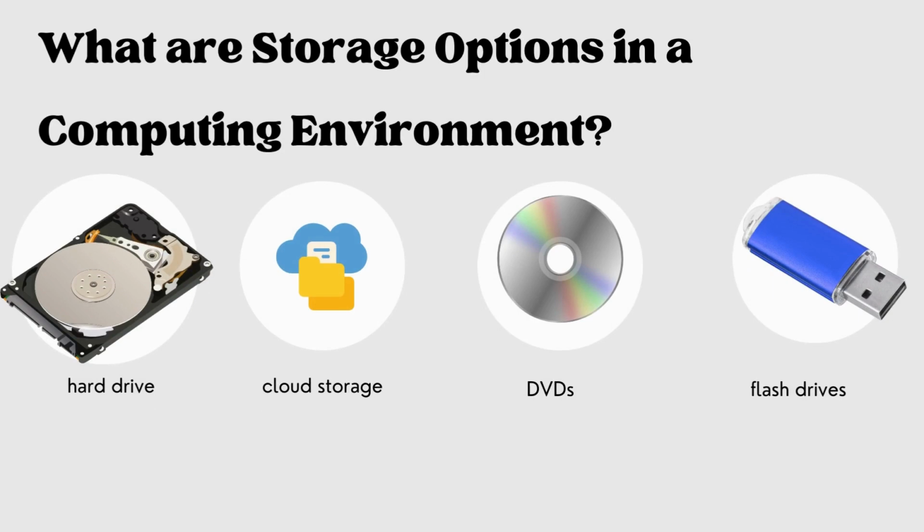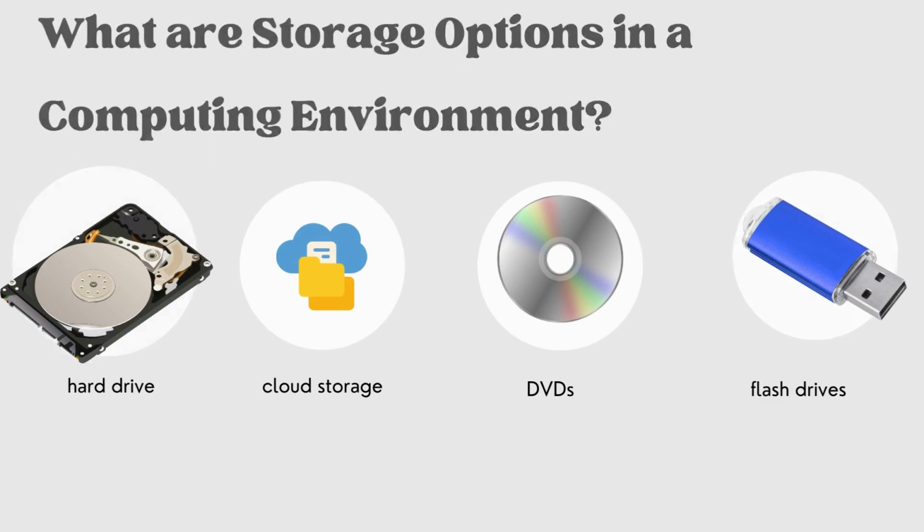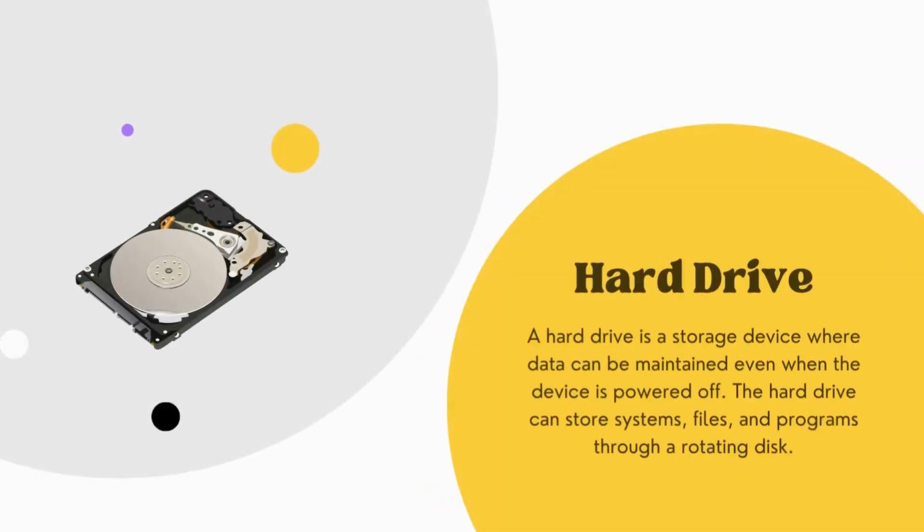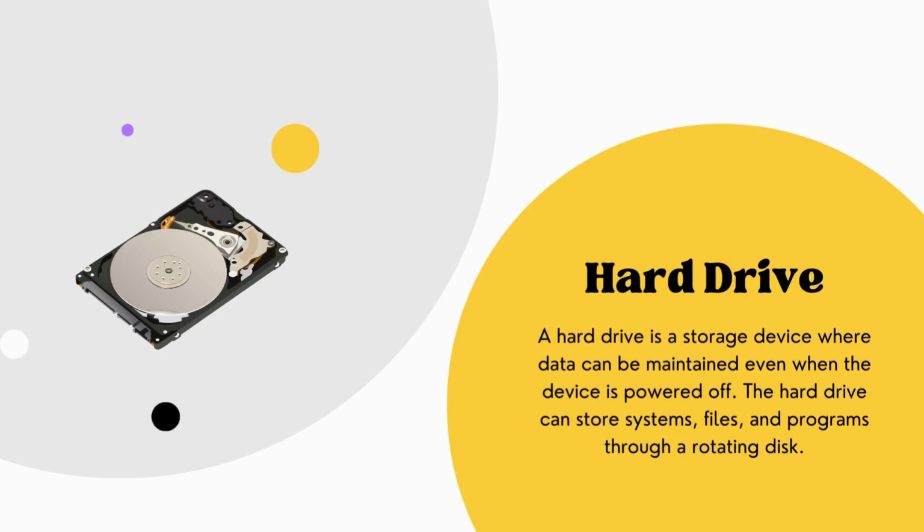So what are storage options in a computer environment? You have hard drives, cloud storage, DVDs, and flash drives. A hard drive is a storage device where data can be maintained even when the device is powered off. The hard drive can store systems, files, programs through a rotating disk. The disk here spins and rotates.